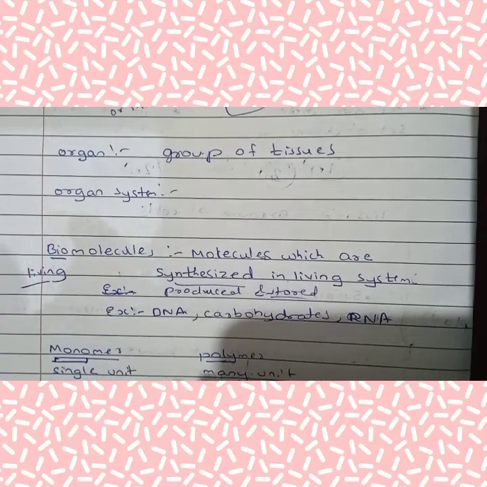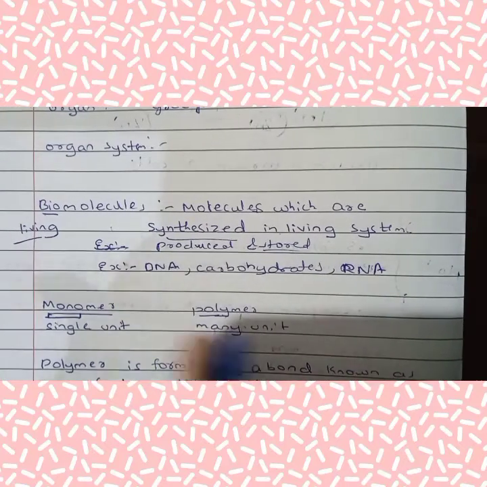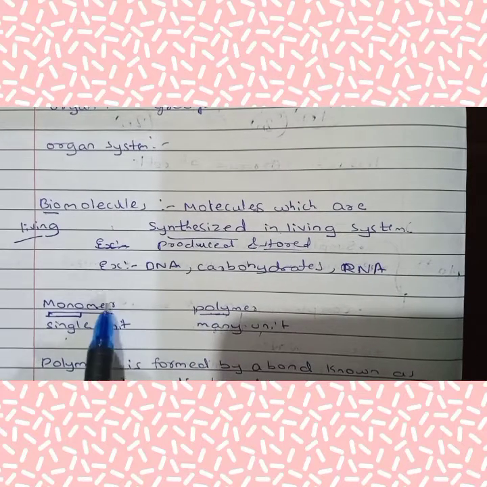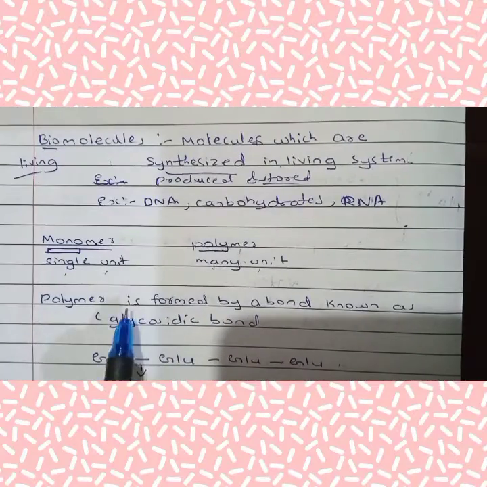So these are the molecules which are produced and stored in living systems, like carbohydrates and DNA. These are stored in our body and they are produced. Now, monomer and polymer. Monomer means single unit. Polymer means many units. These are single units of carbohydrates or many things. Now, what is a polymer?